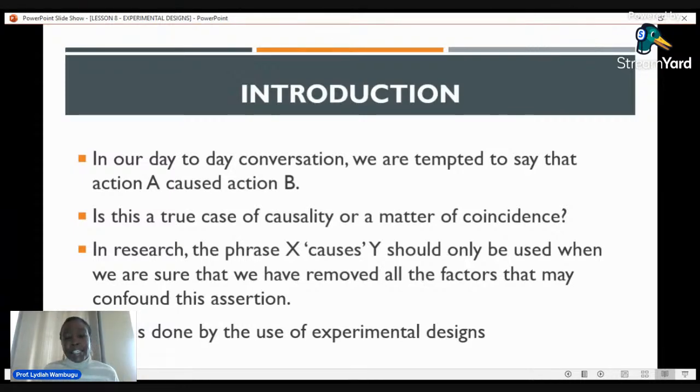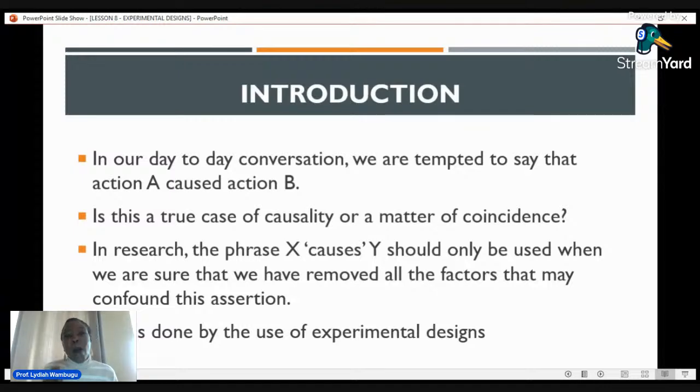But as researchers, is it true that drinking milk caused the bloating? Is it true that eating greens caused the heartburn? Is it true? And therefore, in research, we need to be very careful as researchers when we are using the term cause.